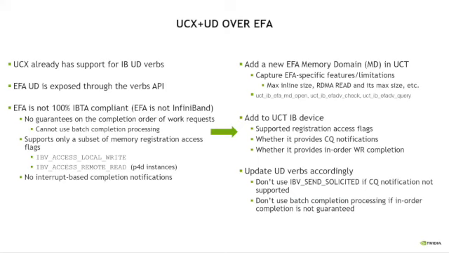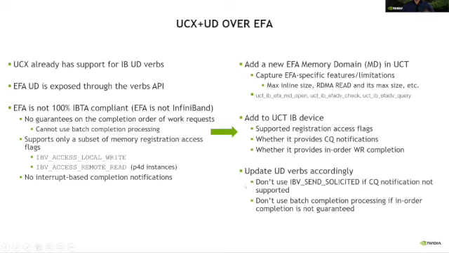And then we have also made updates to the UCT IB device itself and added some extra fields to know what the exact registration access flags are that the corresponding device supports, whether the device has a completion queue notification mechanism, and also whether it guarantees any in-order work request completion or not. Having all this information, we then use it in the UD verbs itself. We update UD verbs accordingly.